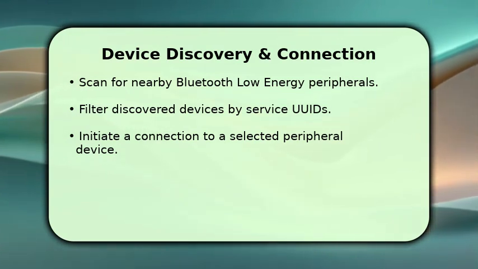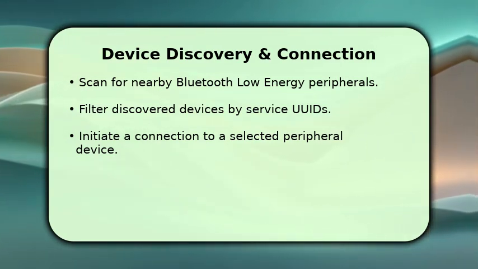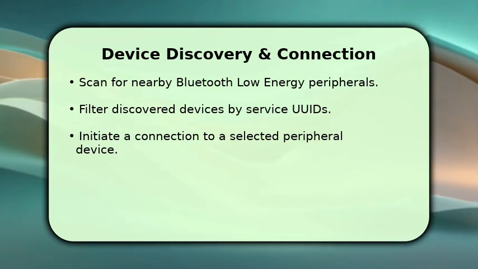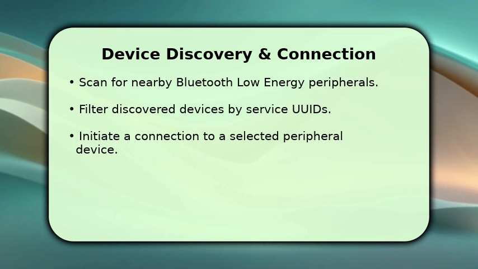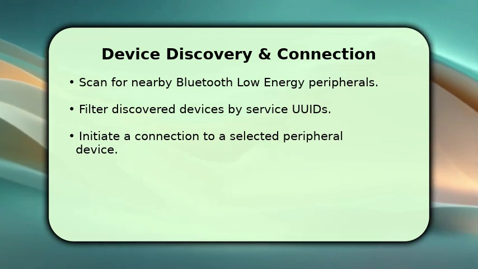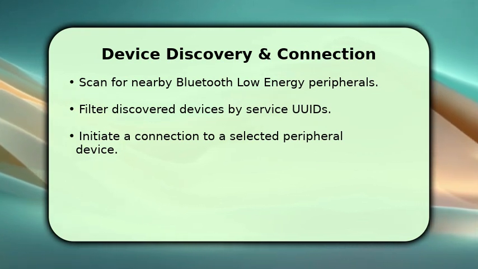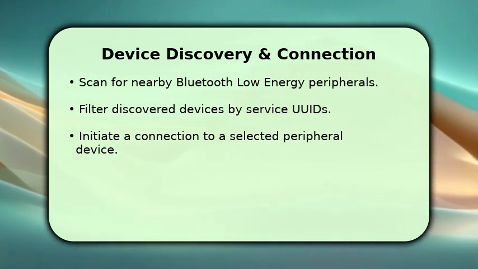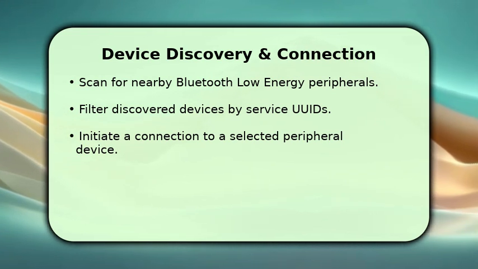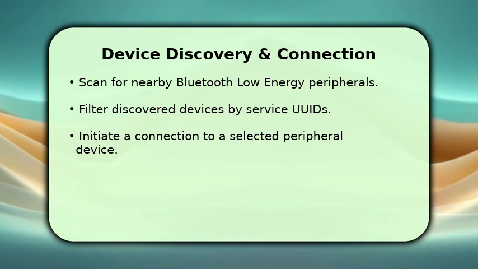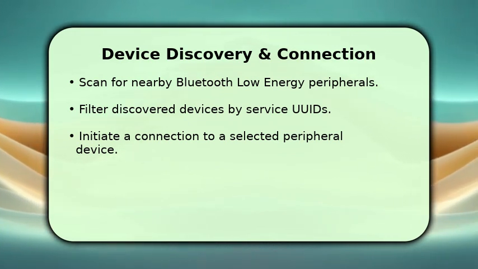Now, let's move on to finding and connecting to devices. Your app will need to scan for nearby Bluetooth Low Energy peripherals, which are the devices it can interact with. To narrow down the search, you can filter these discovered devices by their specific service UUIDs, ensuring you connect to the correct hardware. Once a desired peripheral is found, you can initiate a connection. It's vital to implement robust error handling for connection status changes, such as disconnections or failures.